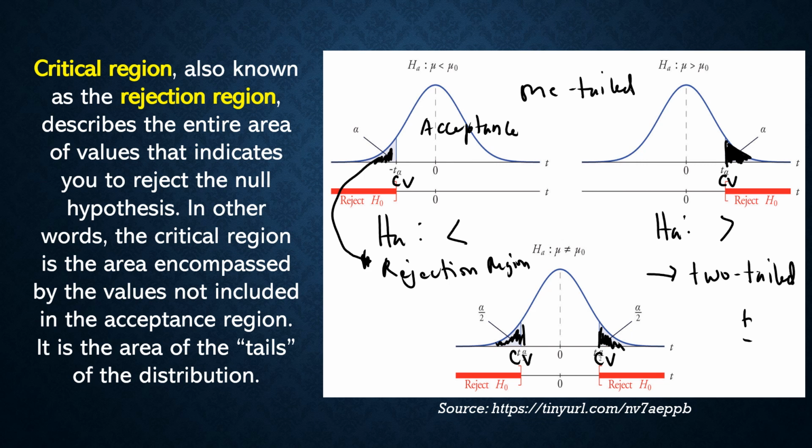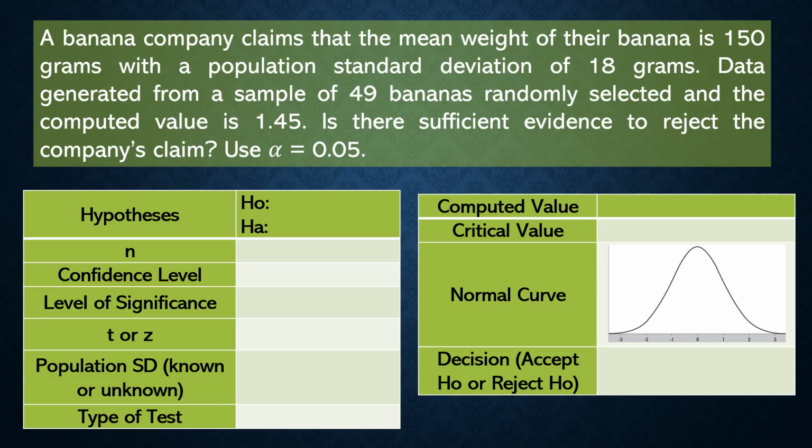Let's try an example. A banana company claims that the mean weight of their banana is 150 grams with a population standard deviation of 18 grams. Data generated from a sample of 49 bananas, randomly selected, and the computed value is 1.45. Is there sufficient evidence to reject the company's claim? Use alpha 0.05. So let's start with the hypothesis.